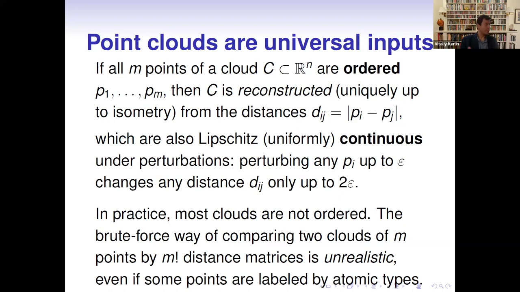The brute force extension of this distance matrix to unordered points is to consider simply all m factorial permutations of points and then get a huge collection of m factorial distance matrices. Theoretically, from the point of view of pure mathematics, it's possible. It's a finite invariant, not infinite, so it's already good, but not really practical, even for a small number of points. And you will see later, even for four points, what is four factorial? How many permutations can we have on four points?